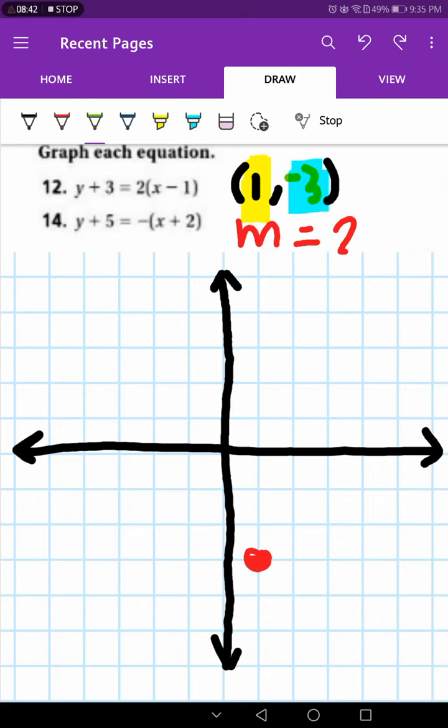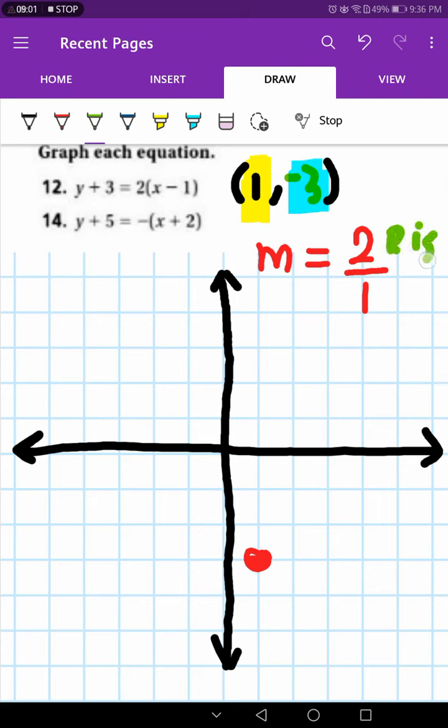Now I have to know the second point. I can find the second point if I use the slope. What is the slope? Yes, it is m equal 2, teacher. Yes, write the 2 as 2 over 1. This is rise, and this is run. But from where do I have to rise and run? I will start from here. And how many steps do I have to rise? 2 steps up.